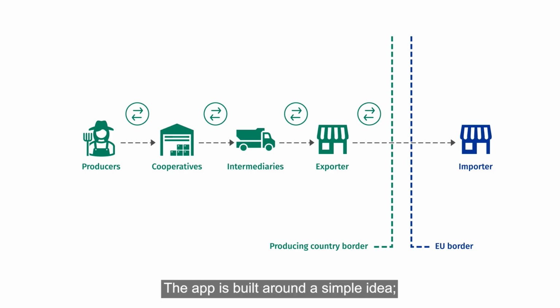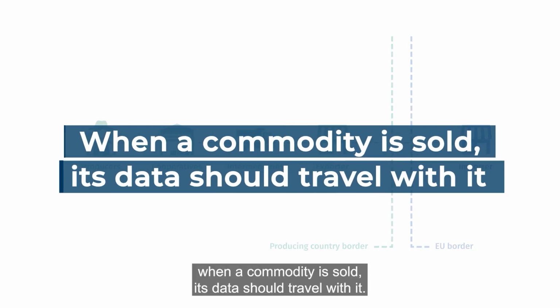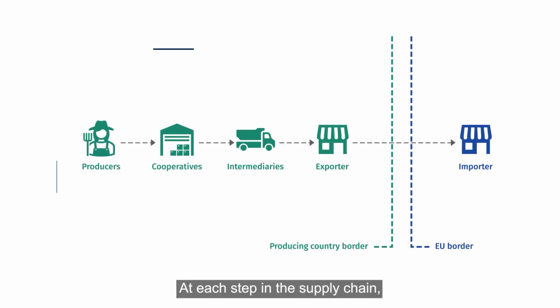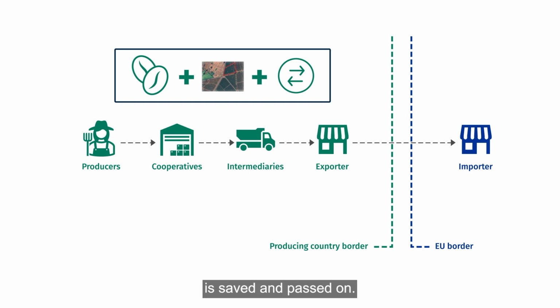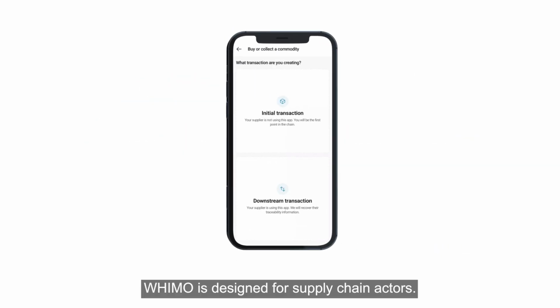The app is built around a simple idea. When a commodity is sold, its data should travel with it. At each step in the supply chain, key data, including the origin of the product and its transaction history, is saved and passed on. WHIMO is designed for supply chain actors.